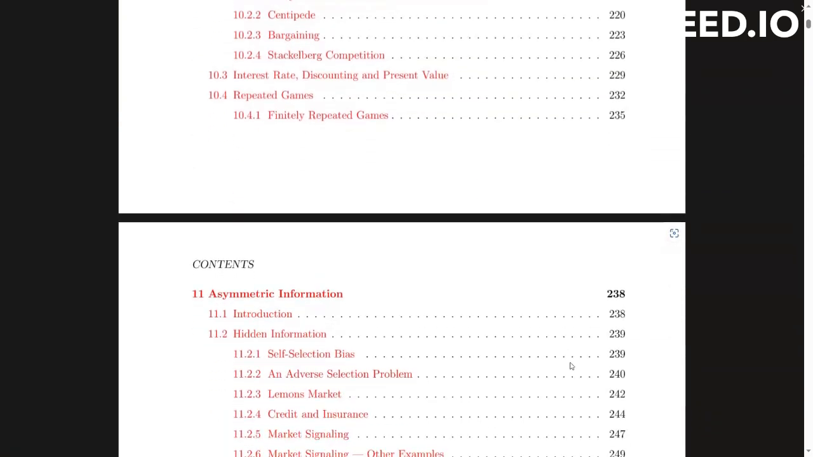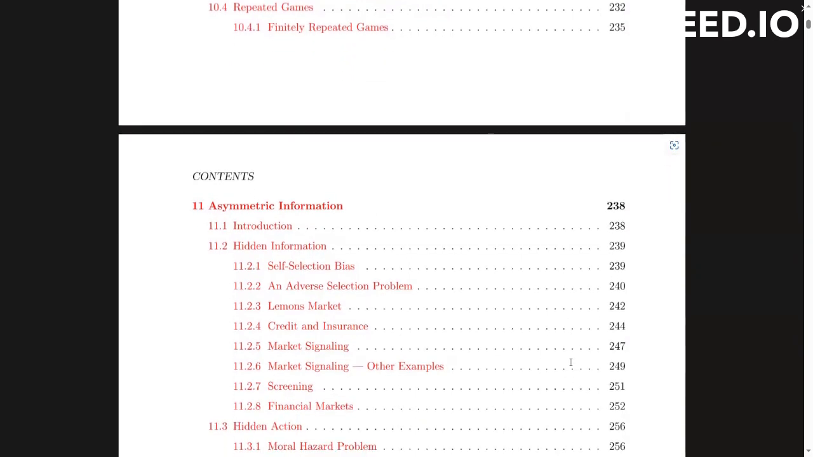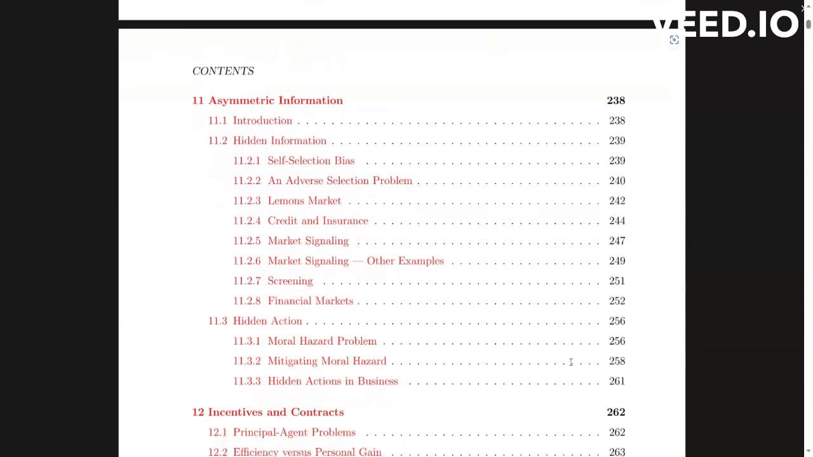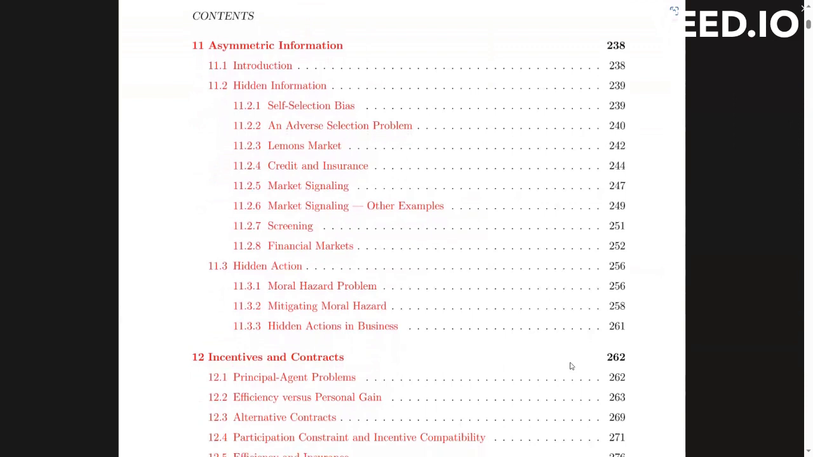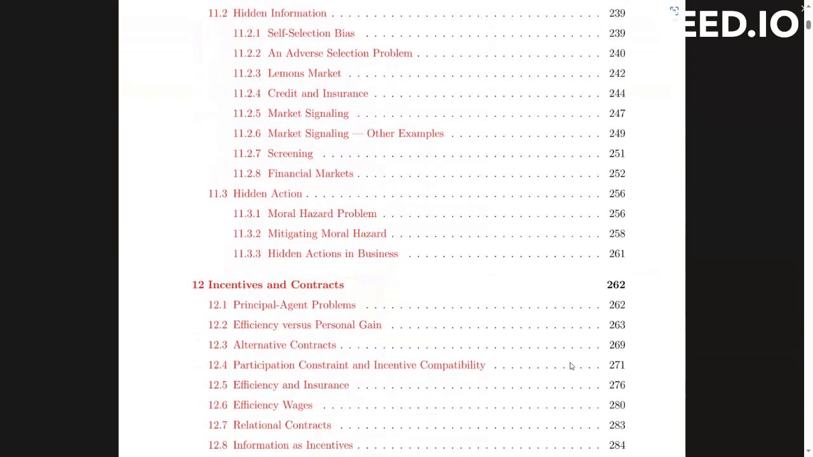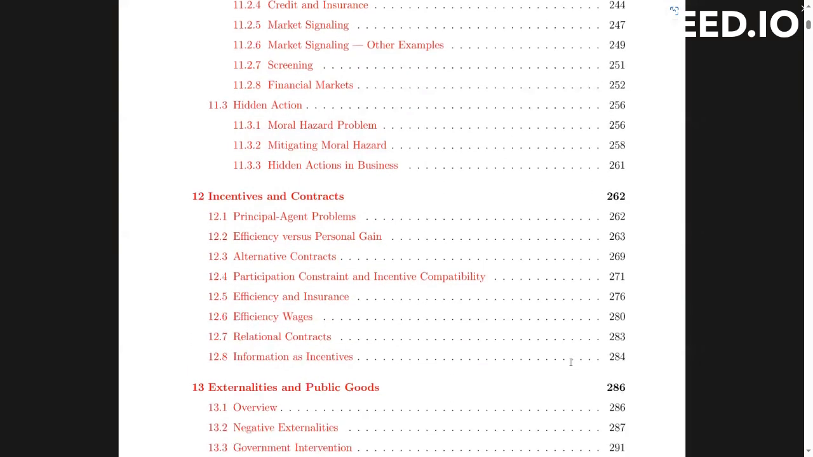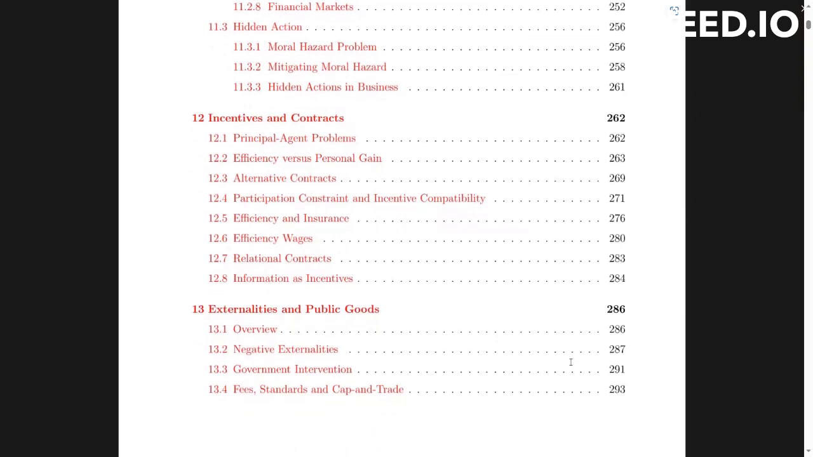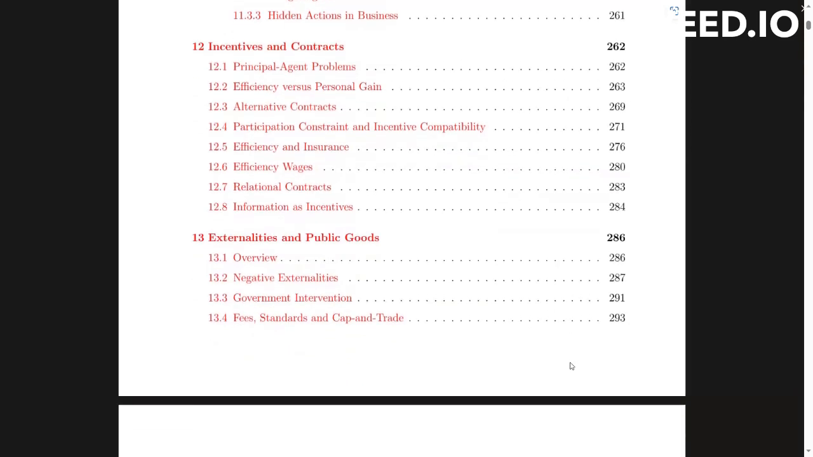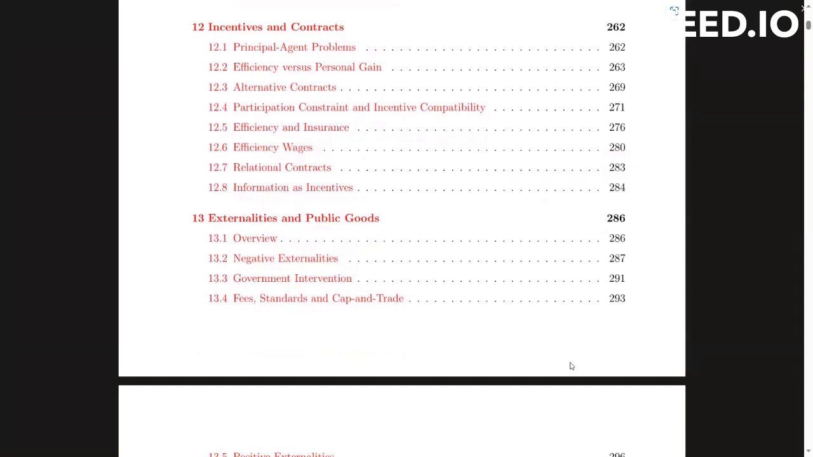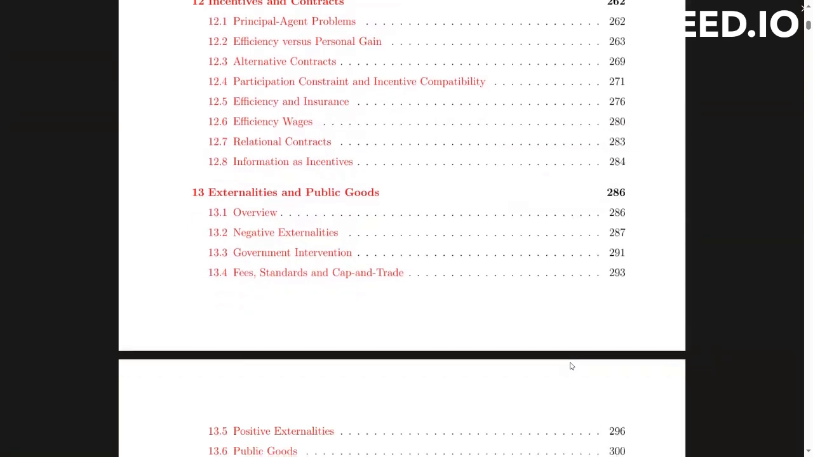Okay, then chapter 11, asymmetric information. We could just pause the video for a few brief moments here. Chapter 12 is going to be incentives and contracts. Chapter 13, externalities and public goods.